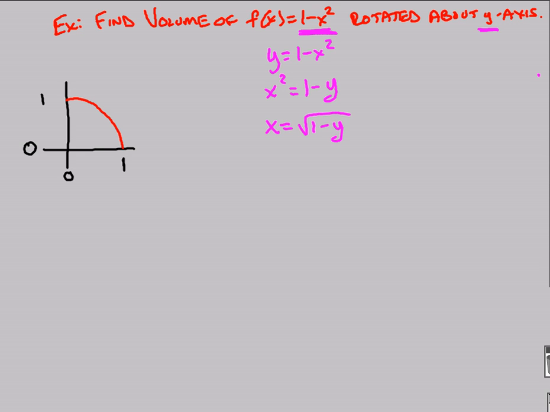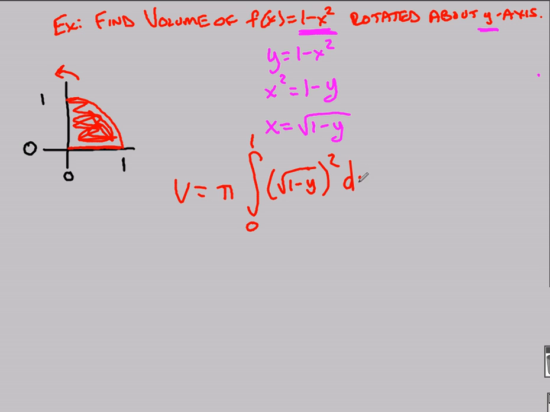Now I can go ahead and do a volume integral. Volume equals pi times the integral of my limits. Because I'm in terms of y, they need to come from where the y values intersect the axis. So here's the 0 where it intersects, and then 1 where it intersects. So that's the area that's going to get rotated, and it's rotating around the y-axis. So from 0 to 1, the function is the square root of 1 minus y, all that squared, dy. Okay, let's simplify that. The square root of a square, those cancel each other out. So it's just pi times the integral 0 to 1 of 1 minus y dy.